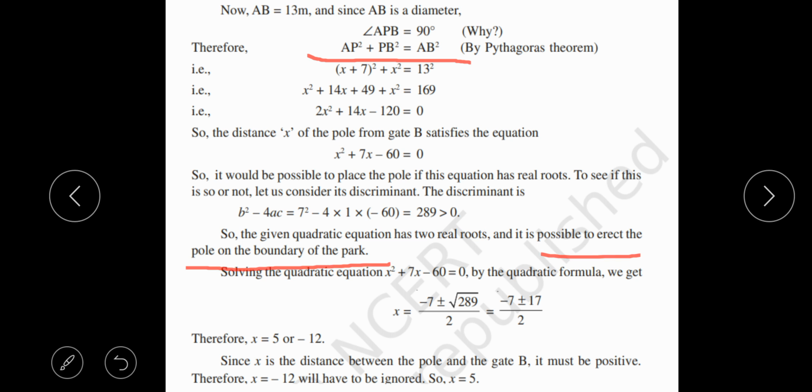Now, after solving, we can use the quadratic formula. After solving, we will get two values, 5 and minus 12, but distance can't be negative. Therefore, we consider x equal to 5. Hence, the required distance is 5.